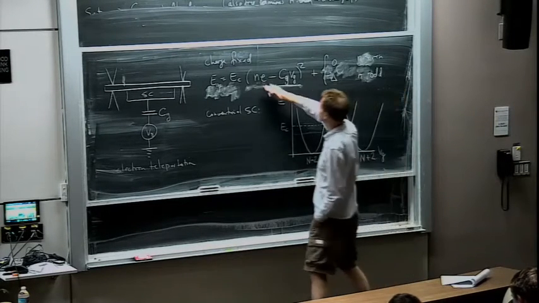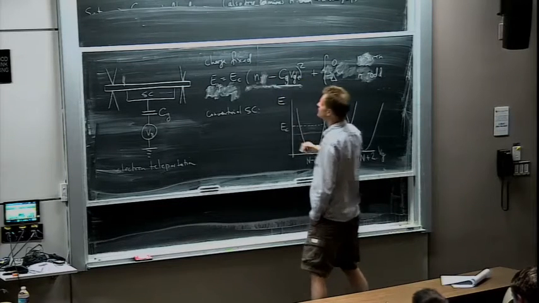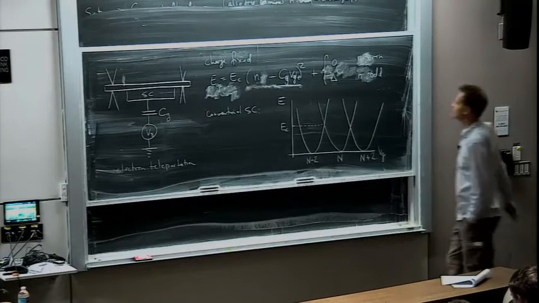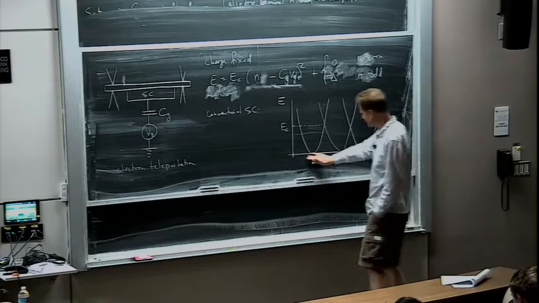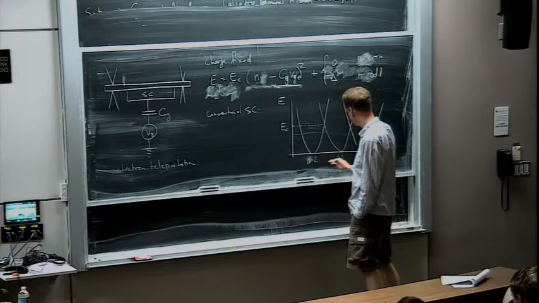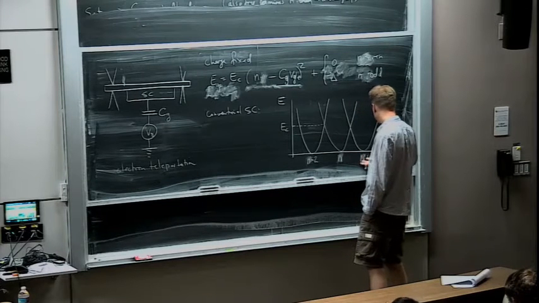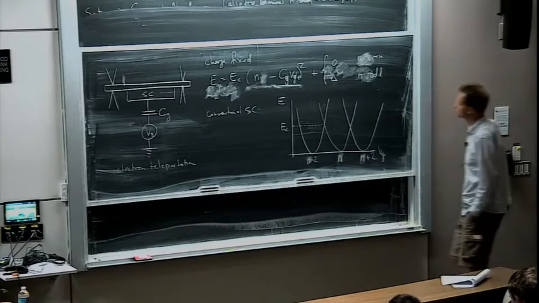I wasn't good with units. This E should be here. If EC is an energy, at least it's better to write it like this. And maybe I should keep only one n. So I have n minus 2, n, and n plus 2.